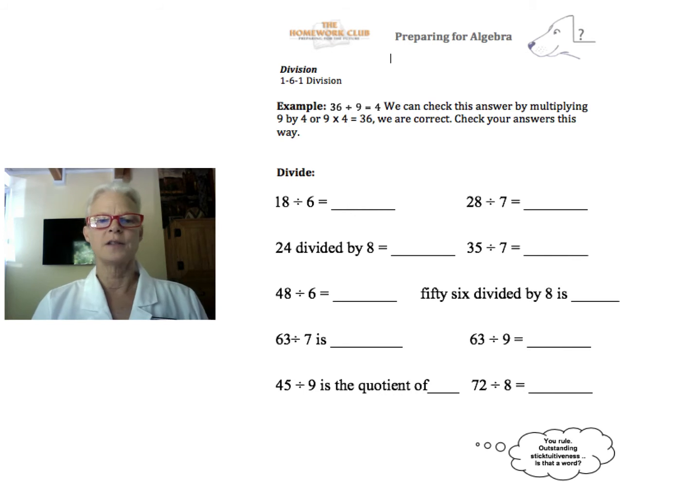And we're on division. Example, 36 divided by 9 equals 4. To self-correct, we can do the opposite, multiply. 9 times 4 equals 36. Go ahead and finish these few problems on this page, and we'll see you next on page 35.